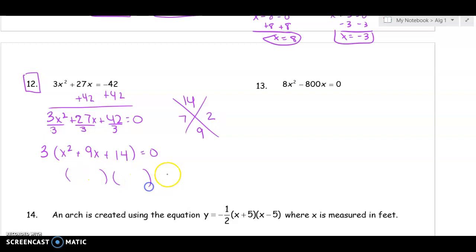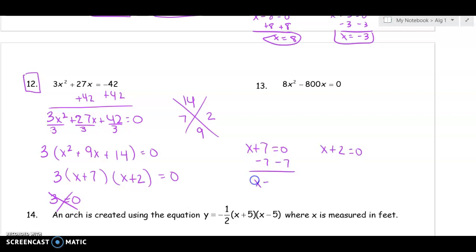So you're going to write down two sets of parentheses. The 3 is still out in front. It's a +7, so x plus 7. +2, so x plus 2. And now we're going to set things equal to 0. We can't set 3 equal to 0. That doesn't work. If there was a variable with it, great, but we can't. But we can set x plus 7 equal to 0. And we can set x plus 2 equal to 0. -7, you get x equals -7. -2, you get x equals -2. And that's solving by factoring.